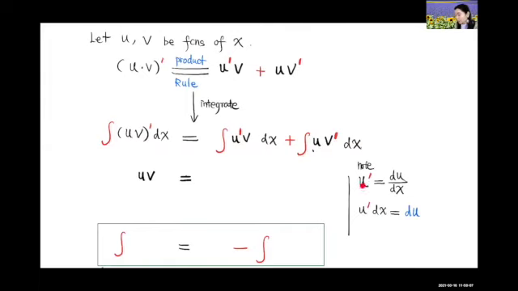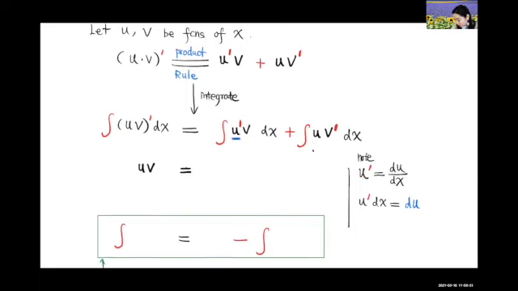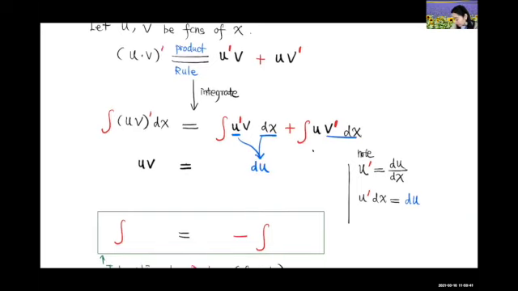Notice that u here is a function of x. So u prime is the derivative of u with respect to x, which is du/dx. So the differential du is equal to u prime dx. So u prime dx over here is du. Similarly, v prime dx over here is dv. So this becomes the integral of v du adding the integral of u dv.